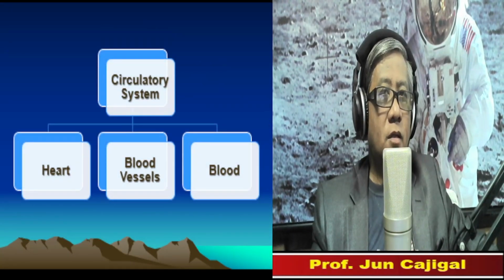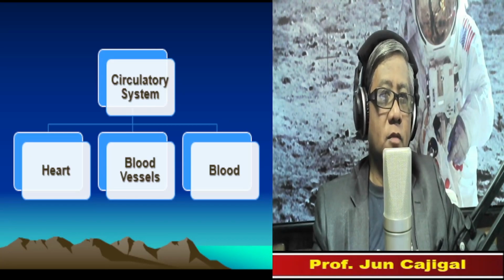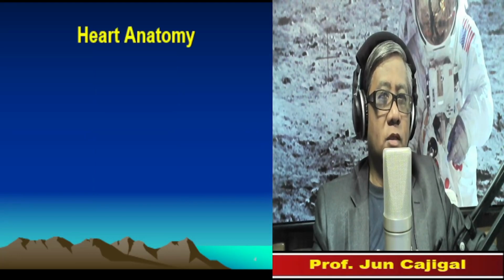So we will study the pumping organ, which is the heart. Then we will tackle the network of blood vessels that makes up the circulatory system and the fluid medium, which is the blood. So those are the components of the circulatory system. We have the pumping organ, the heart, the network of blood vessels, and the fluid medium, which is the blood. So at this point, let's now zoom in on the pumping organ, which is the heart.